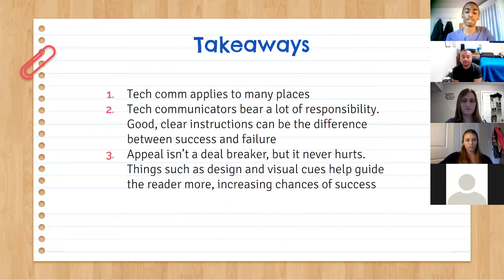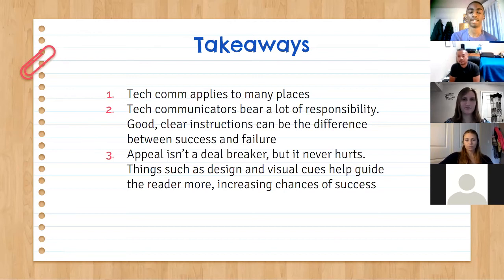Tech communicators bear a lot of responsibility because it can be as simple as giving instructions to play a video game, or it could be operating machinery, or doing surgery, or anything that can be at the risk of safety, injury, health, any of that. So TechCom is definitely important, as are the instructions that go with it.